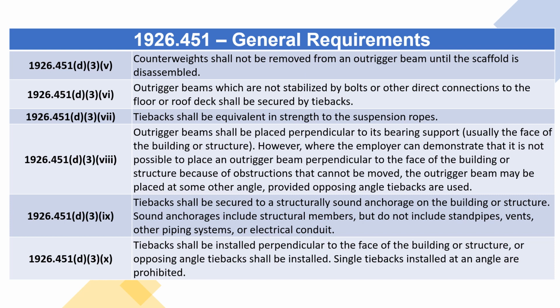1926.451(d)(3)(ix): Tiebacks shall be secured to a structurally sound anchorage on the building or structure. Sound anchorages include structural members, but do not include standpipes, vents, other piping systems, or electrical conduit. 1926.451(d)(3)(x): Tiebacks shall be installed perpendicular to the face of the building or structure, or opposing angle tiebacks shall be installed. Single tiebacks installed at an angle are prohibited.